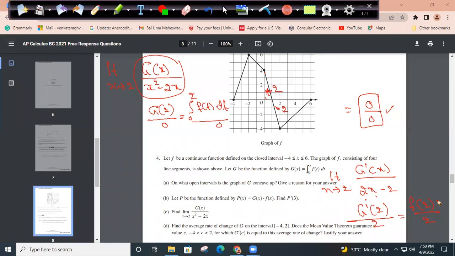So what is f of 2? f of 2 is minus 3, so minus 3 by 2. So minus 3 by 2 should be your answer. Minus 1.5 is the answer. See how simple this is? How simple, and no formulas, nothing. Everyone can get 5 out of 5.